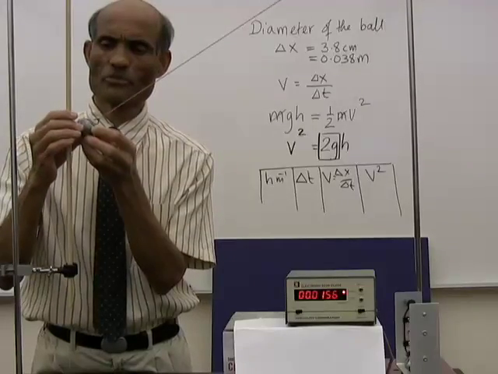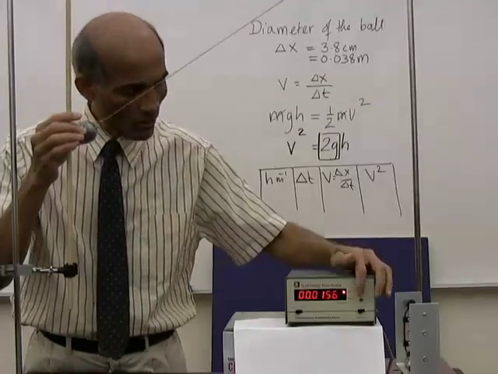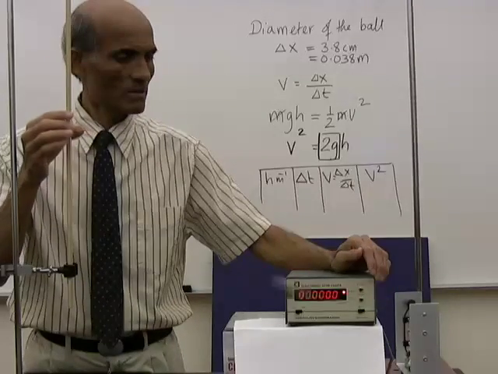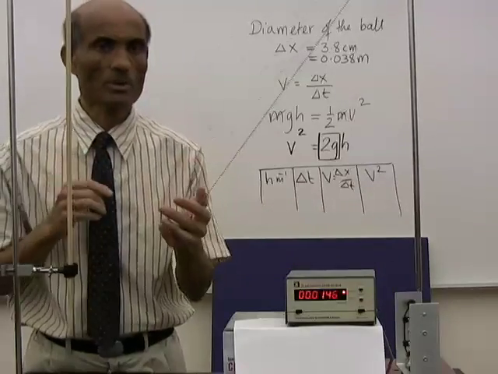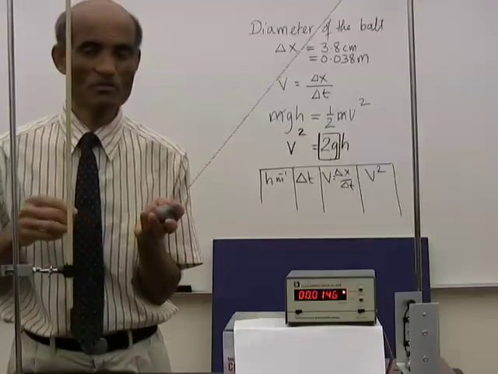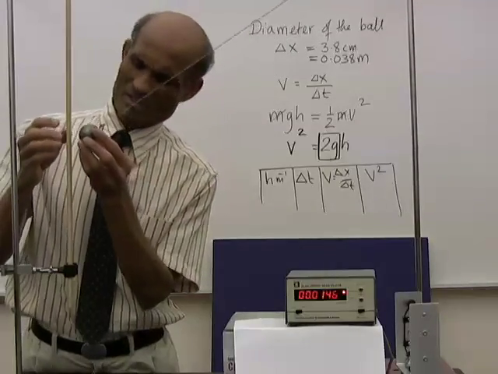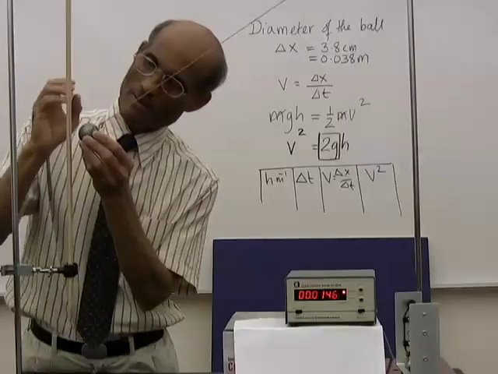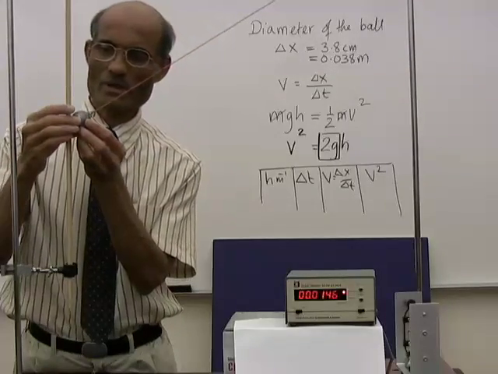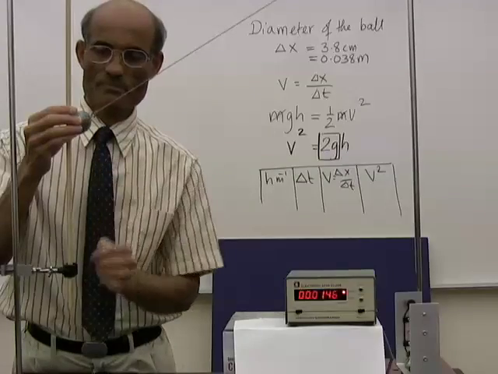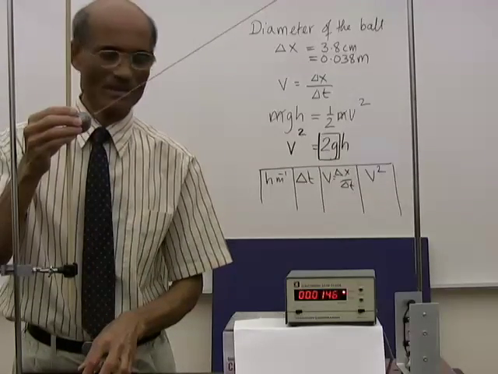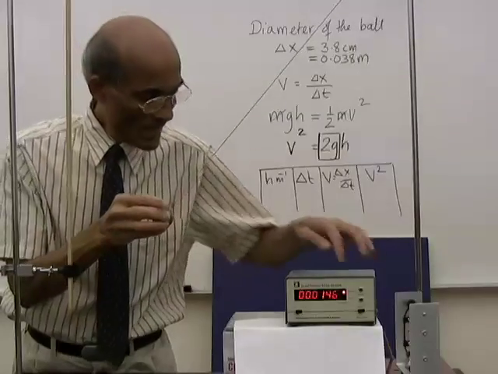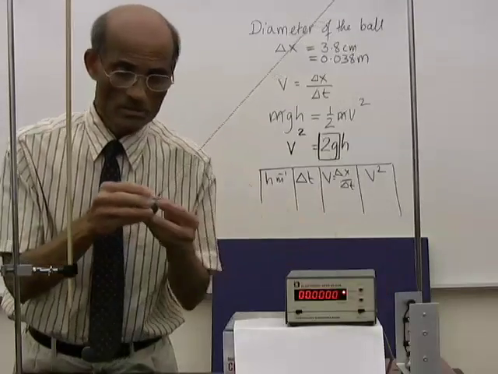Alright, let's do the first trial. Reset the clock and do the first trial. There we go. 0.0146. Let's try that one more time. Okay, let it go. I hadn't reset, did I?